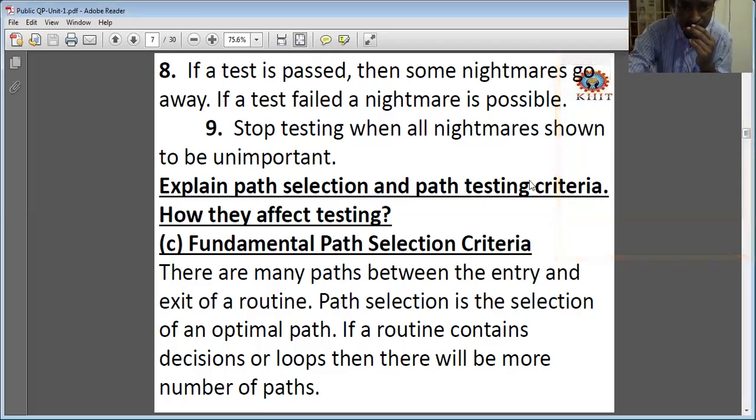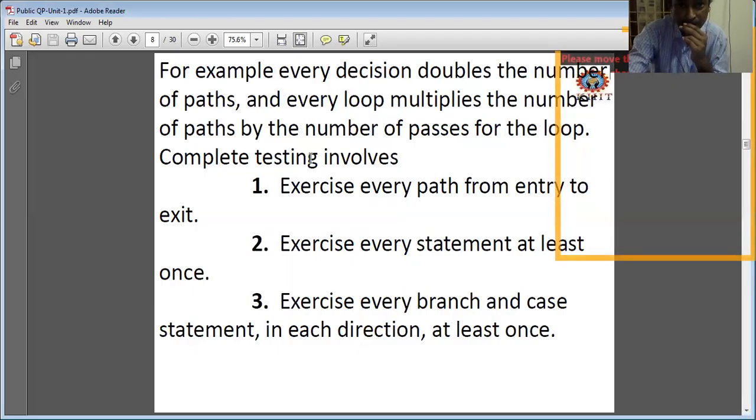Path selection is the selection of an optimal path. If a routine contains decisions or loops, then there will be more paths. For example, every decision doubles the number of paths and every loop multiplies the number of paths by the number of passes for the loop. Complete testing involves three.